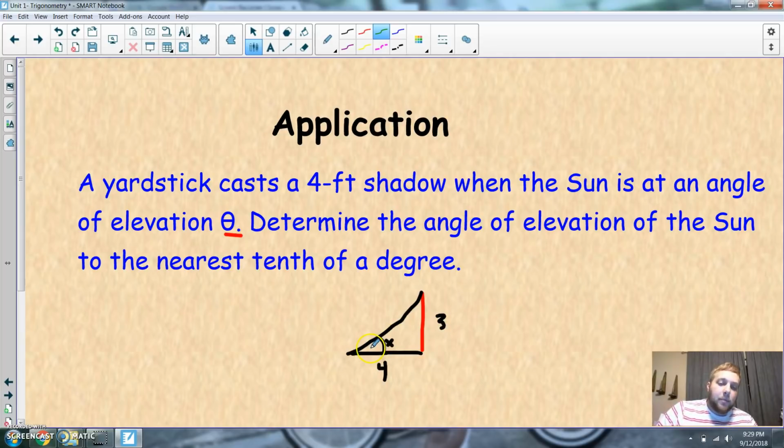Alright, from this angle, this is the opposite. From this angle, this is the adjacent. Okay, because this is the hypotenuse, right? I still have some people messing this up. And it's okay. If you're still not sure how to label these, ask me.